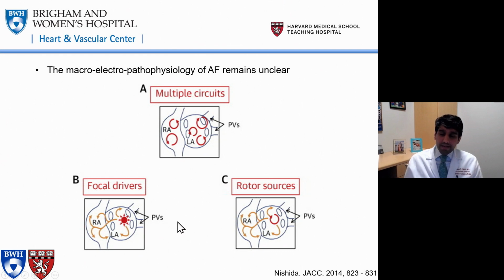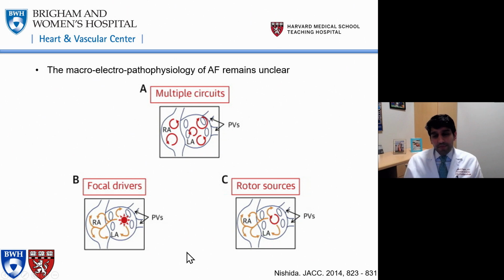Another very common mechanism of atrial fibrillation that we think is important for some patients is what we would call a focal driver. So there's just one part of the atrium that just decides to fire and fire rapidly. That allows for degeneration of the conduction through the atrium into what we would call fibrillatory conduction, giving the appearance of atrial fibrillation. Again, this is probably true for some patients, and some patients probably have an amalgamation between both multiple circuits and focal drivers.